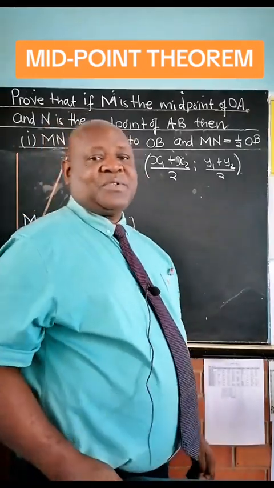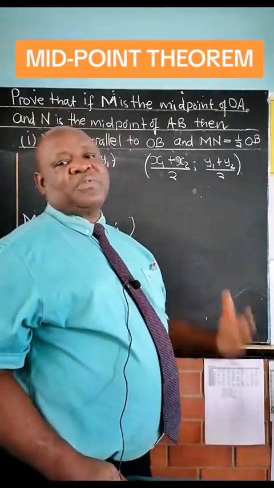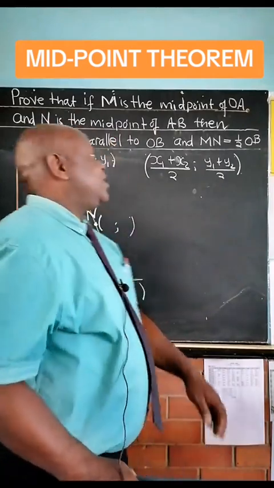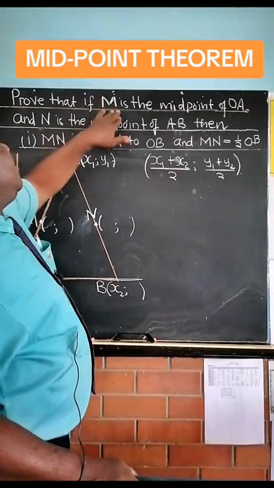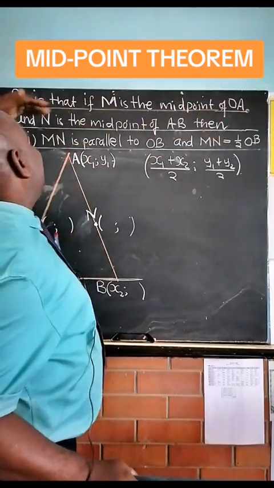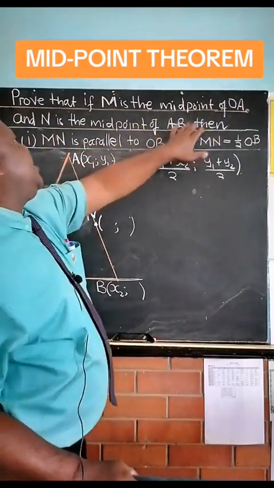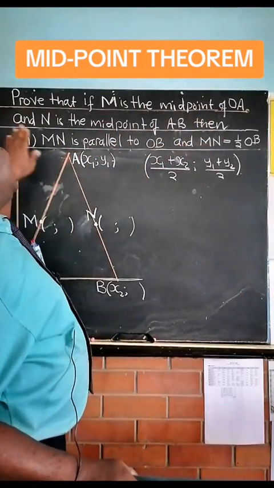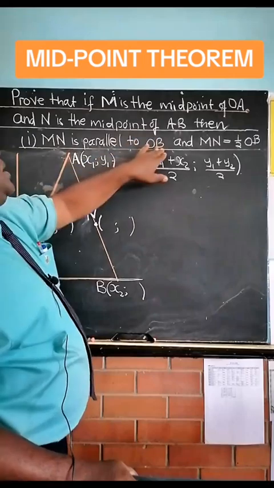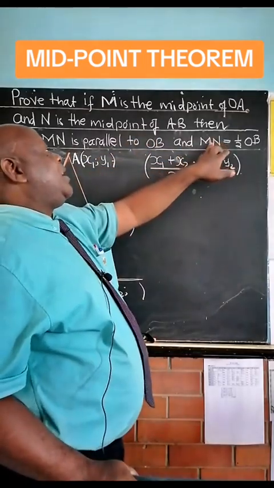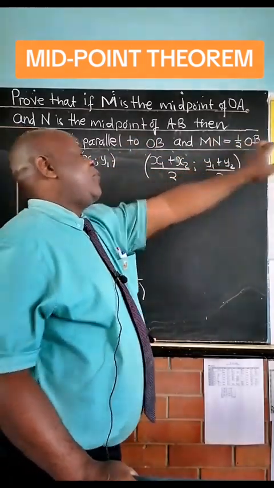Hello, welcome to this video where I am going to prove the midpoint theorem, which states that if M is the midpoint of OA and N is the midpoint of AB, then 1. MN is parallel to OB, and 2. MN is equal to half of OB.